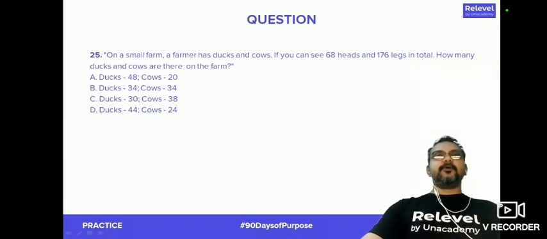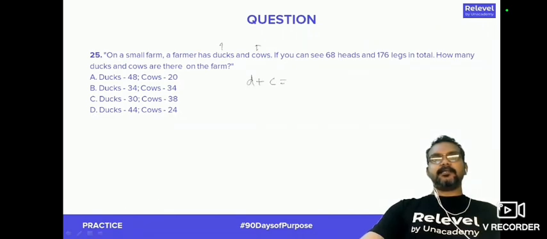On a small farm, a farmer has ducks and cows. You can see 68 heads and 176 legs. Ducks and cows both have one head, so D plus C is 68.